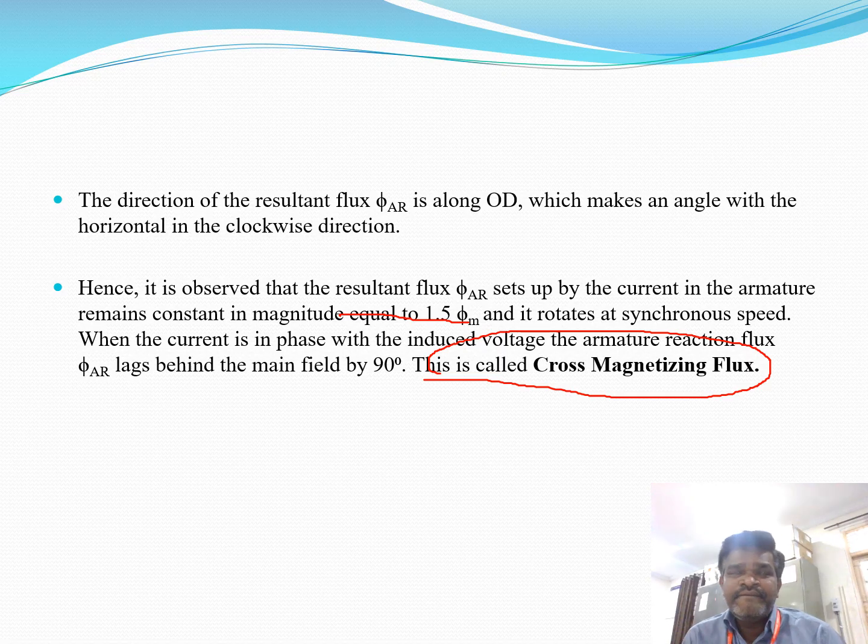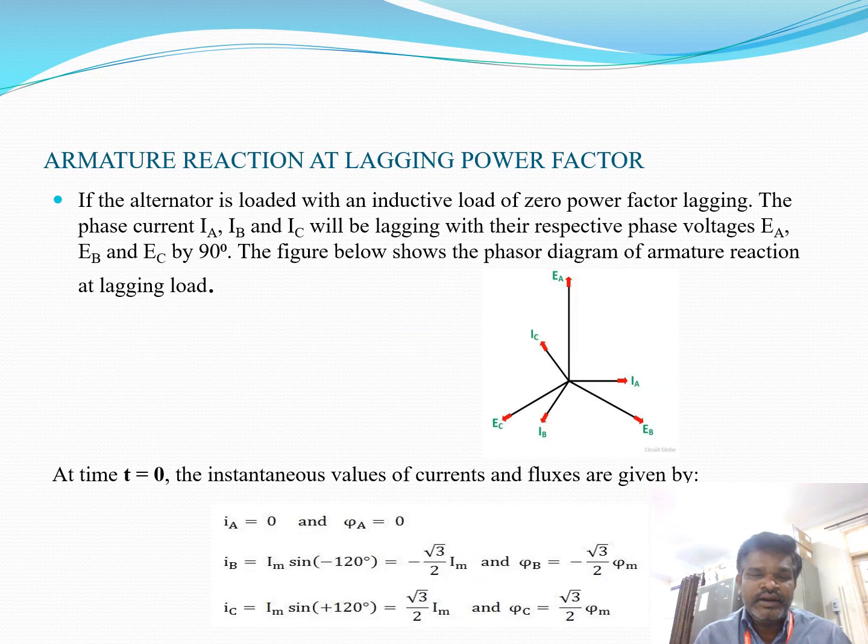That means whenever alternators are connected with UPF loads, the resultant armature reaction effect is a cross magnetization effect. And the other one is armature reaction at lagging power factor.